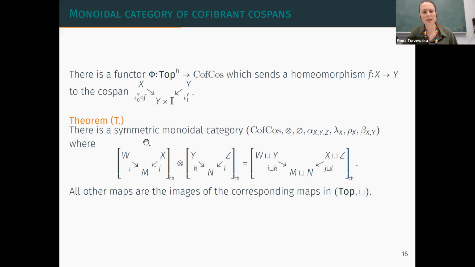And so then there is a symmetric monoidal category with underlying category COFCOS. The monoidal product is just given on objects by taking disjoint union. Then this extends to cospans by just taking disjoint union of all spaces, and then the disjoint union of the maps. And then to obtain all the necessary maps, the associators, the unitors, and the braidings, you can just apply this functor to the corresponding maps in Top.